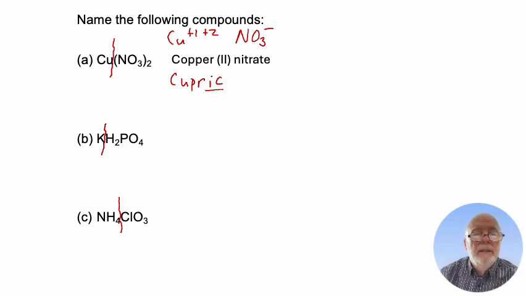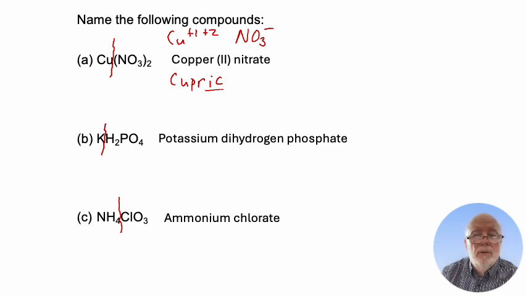All right, you do the last 2. So pause the video and give it a shot, and then write your answers down, and then come on back and see the answers. All right, and so here are the answers. Potassium dihydrogen phosphate. Ammonium chlorate. All right, so that is the last thing we're going to look at under polyatomic ions. And after this, the next thing we're going to look at is, how do you name molecular compounds?